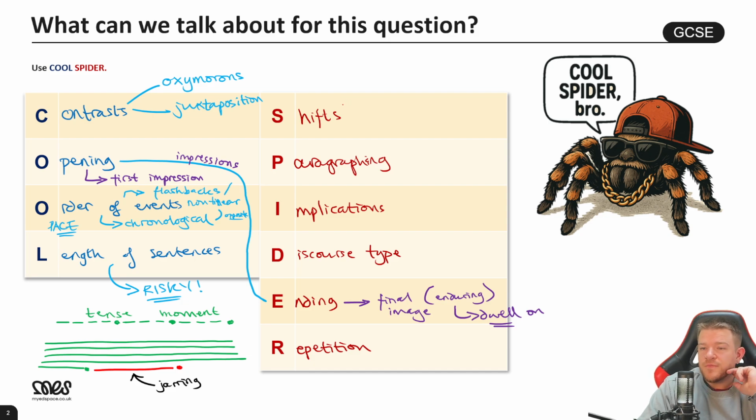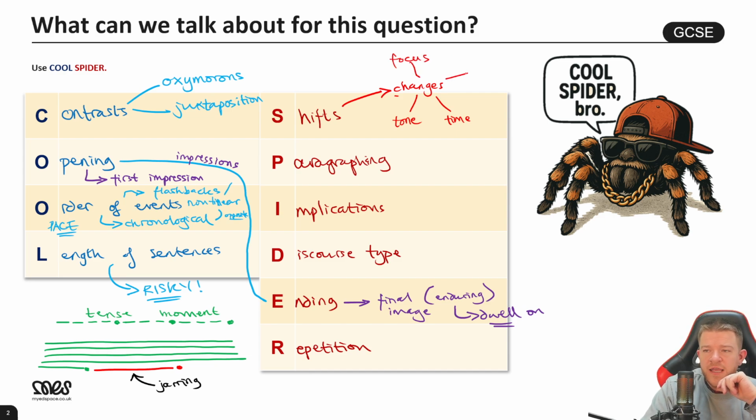Shifts. Okay, so shifts are changes. I went with shifts because otherwise it would be cool Kapider, which makes no sense. But shifts are changes, and that can be in terms of tone, it can be in terms of time, it can be in terms of the focus of the story, it can be in terms of discourse type that we'll come on to.